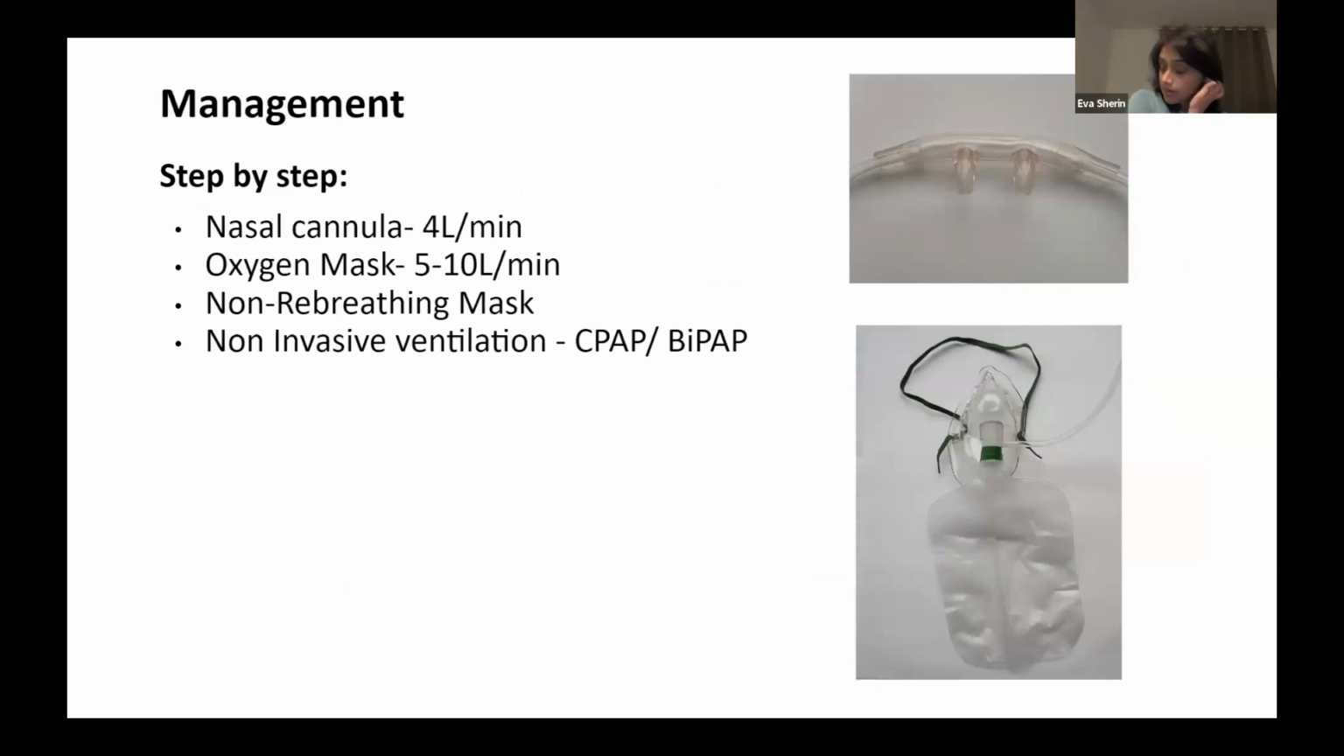Management: start by giving oxygen to the patient, obviously. So you've got your nasal cannula, oxygen masks, non-rebreathing masks, and non-invasive ventilation. With a nasal cannula, you can give a maximum of 4 liters per minute, and then you switch over to the oxygen mask, which is 5 to 10 liters per minute. And then you've got your non-rebreathing mask, because it has a valve in place, and you've also got your oxygen reservoir, which is more effective than your normal oxygen mask. And then you've got your non-invasive ventilation, which is continuous PAP, CPAP, and BiPAP.